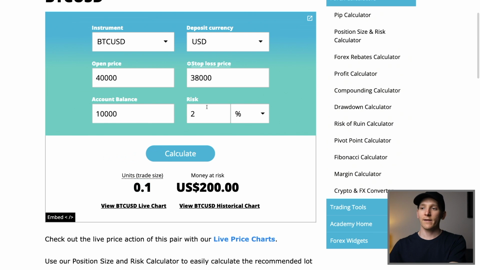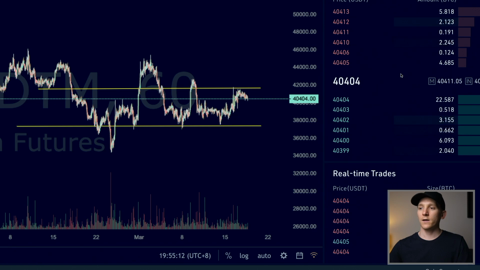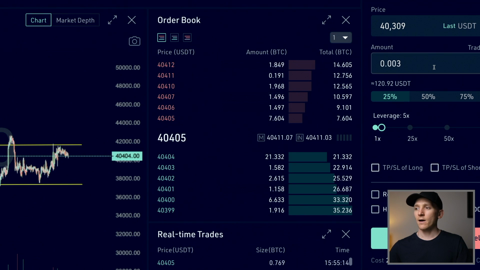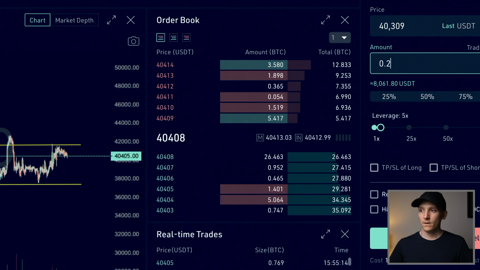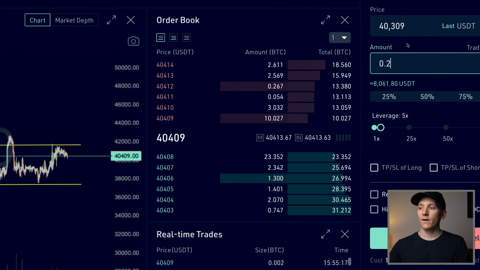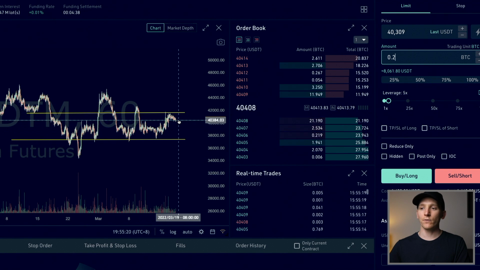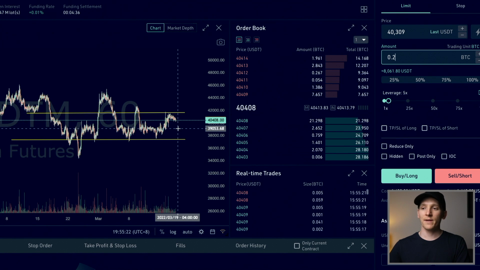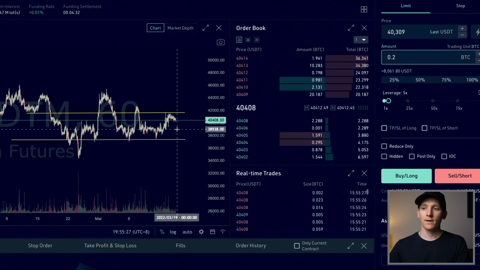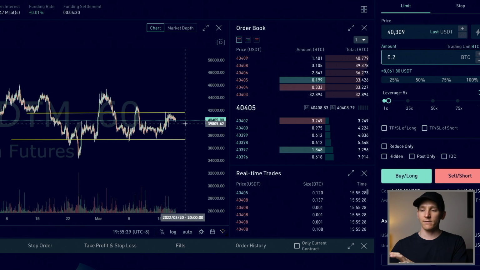Now I know, let's say I want to do this at 39,000, calculate. I know that I can go ahead and trade right here, trade at this level, and basically come and enter 0.2 or whatever it told me it was. And then even if my trade goes against me and I get stopped out down here, I will only lose 2%. You can potentially go again per trade with that strategy.